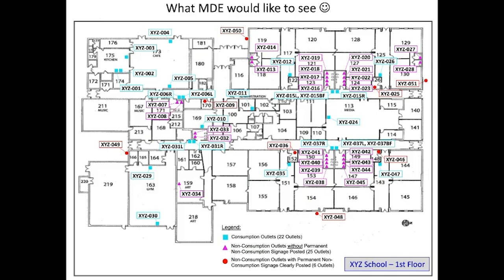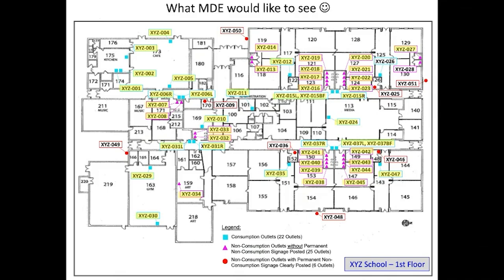In short, the more accurate, legible, and useful information you can provide, the better. For example, outlet markers can be color-coded and/or have different shapes to represent different outlet attributes. In this case, the different colored shapes pertain to consumption outlets, non-consumption outlets without permanent signage posted, and non-consumption outlets with permanent signage posted. MDE has reviewed floor plans where the school has gone so far as to include color-coded markers to indicate outlet type, and different shapes to indicate consumption outlets versus non-consumption outlets with and without signage.